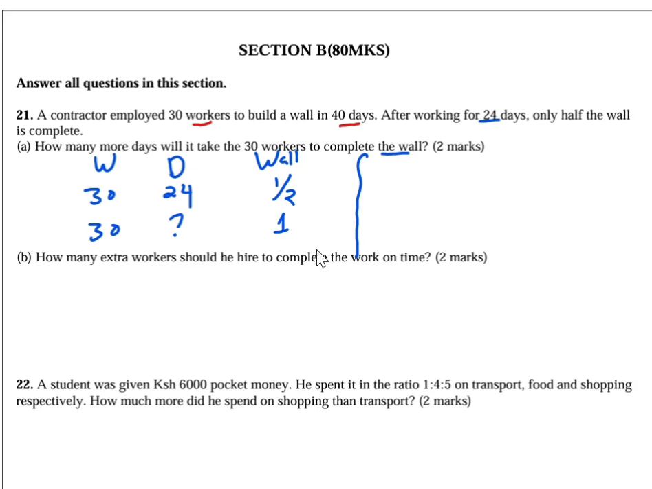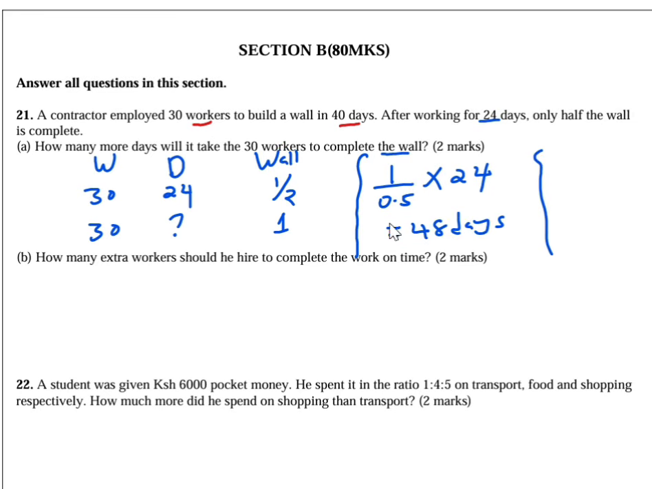So again we reason. If 24 days, work done is a half, what about now the full wall? You can see a half of the wall is done in 24 days. What about a whole, the complete wall? It will take more days. Between these two, which one is more? Of course, 1 is more. So we pick 1 over a half, which is 0.5. I can say 0.5 multiplied by 24. We ignore this part because you can see it is the same 30. If we multiply these two, we'll see it is 48 days. So the answer is 48 days.